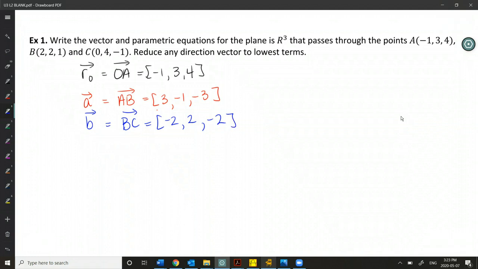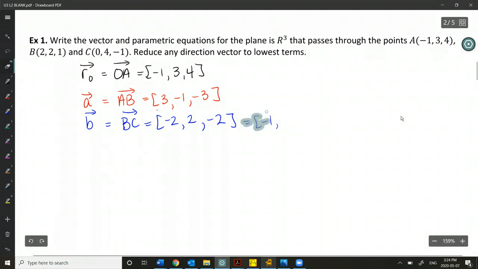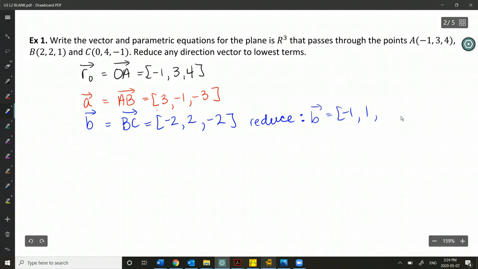We'll always take our direction vectors, wherever possible, and reduce them into lowest form. If you notice there's a common multiple here, I can reduce that because I'm simply looking for a vector that's parallel, and the reduced version of this is also parallel. This vector isn't necessarily equal, but if we reduce, we'll get direction vector -1, 1, -1.